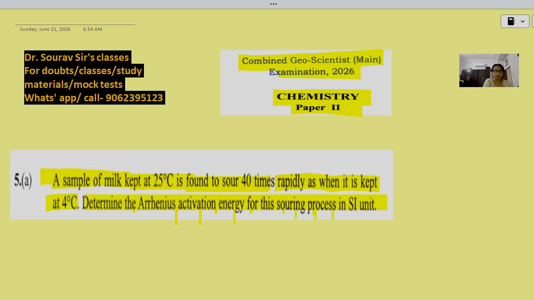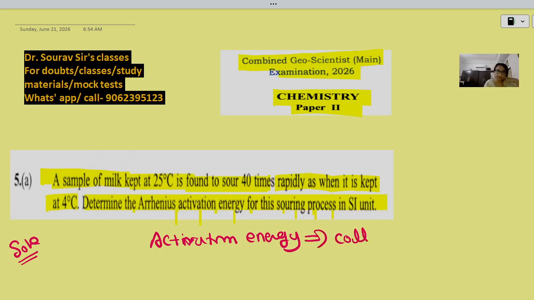Okay. Now we can find the Arrhenius activation energy. What is Arrhenius activation energy? Arrhenius activation energy is the minimum required amount of energy for collision of molecules to complete the reaction, that is the formation of product. The activation energy is the required energy for the collision of molecules.